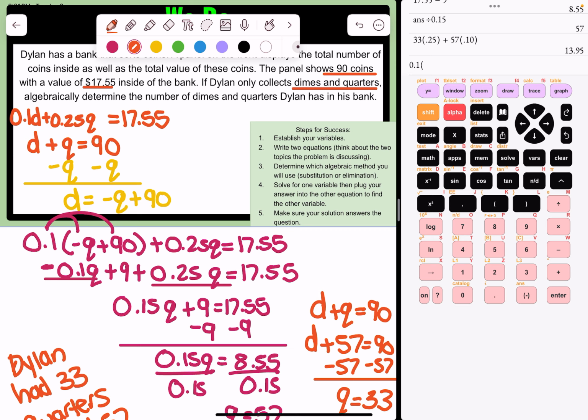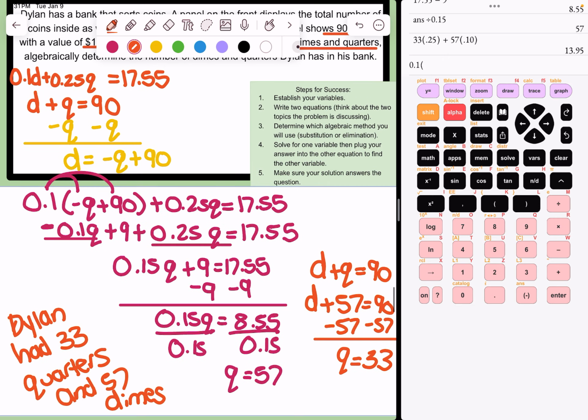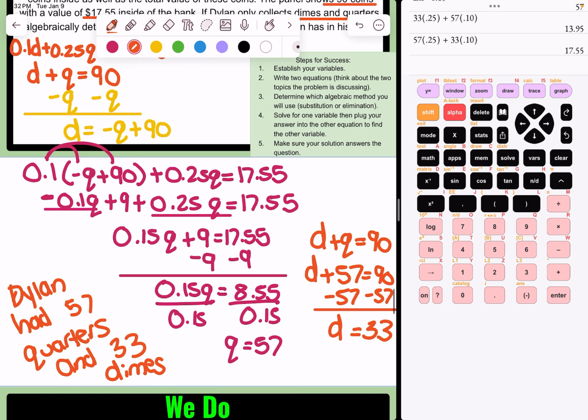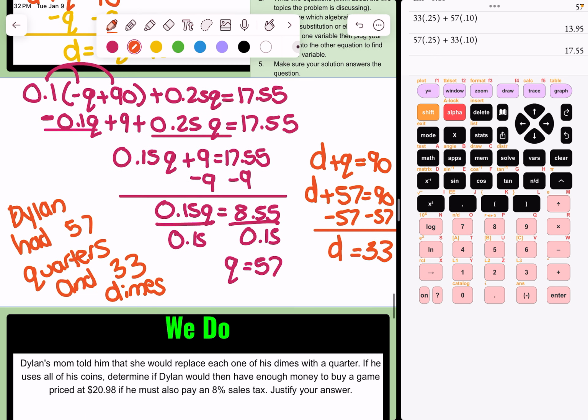The dimes I just found was... Oh, this is my mistake. It was the other way around. I wrote it the wrong way. It would be 57 quarters and 33 dimes. This is why it's very important to check. So 57 quarters at 25 cents each plus 33 dimes at 10 cents each does equal the $17.55 we need. Okay, good job. And now the second part to his question.